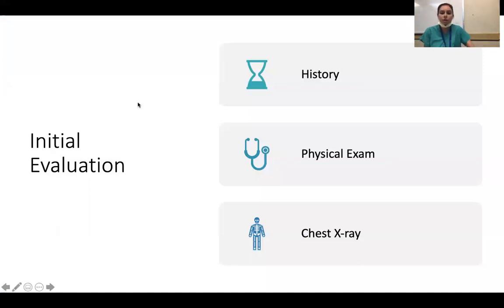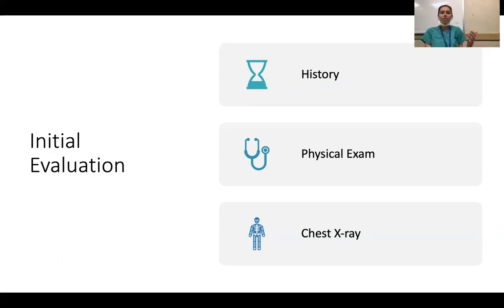The initial evaluation, according to societal guidelines, the AMA, the American Thoracic Society, as well as the all-knowing UpToDate, really is based on three key things for dyspnea: the history, physical exam, and chest x-ray. I think this is a reasonable approach to almost every admitting complaint. You should have a reasonable differential and be able to limit your invasive testing based on these three things, which is always a goal of providing high quality care.